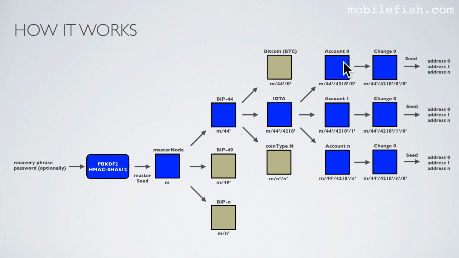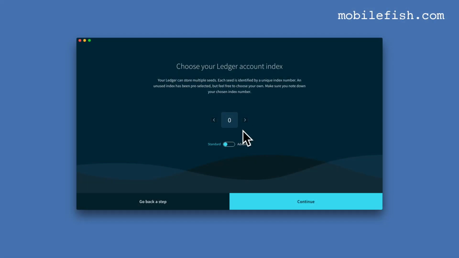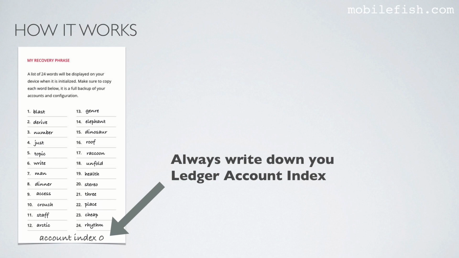For each different Ledger account index, 0, 1, etc., you will have a different seed, which means you will have different addresses. As you can see, I can choose any Ledger account index number. If you select a Ledger account index, always make sure to write down your chosen index number. So don't forget, always write down your Ledger account index.